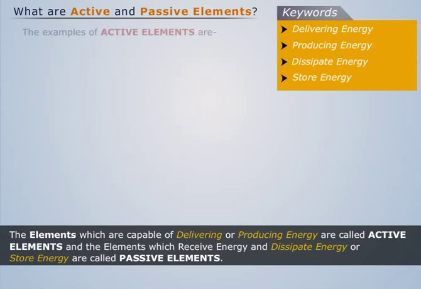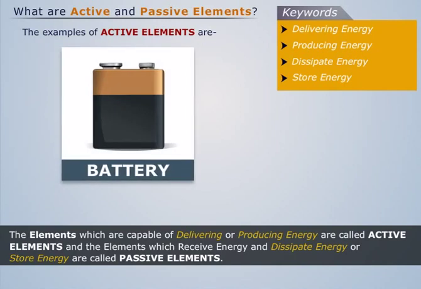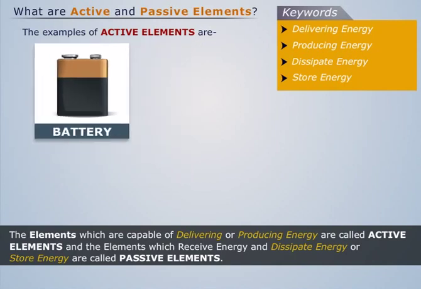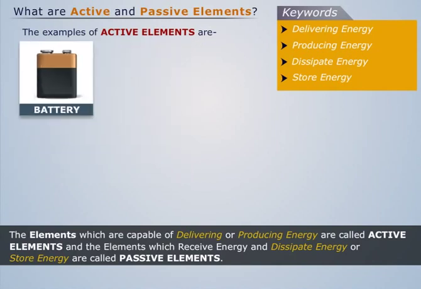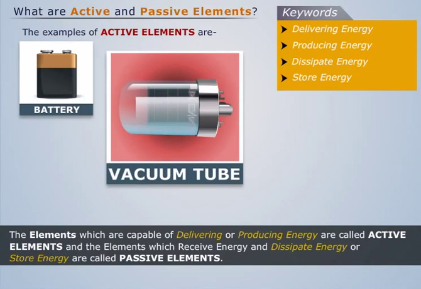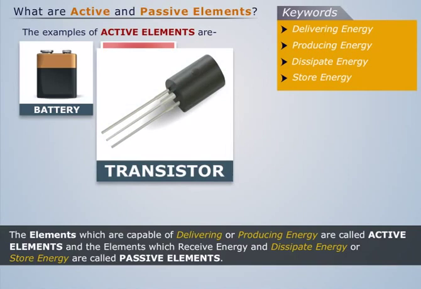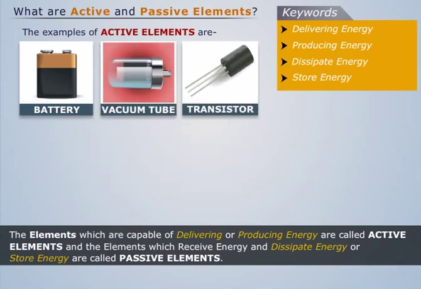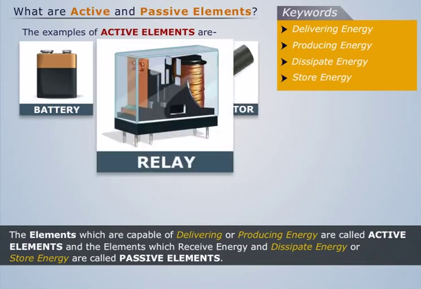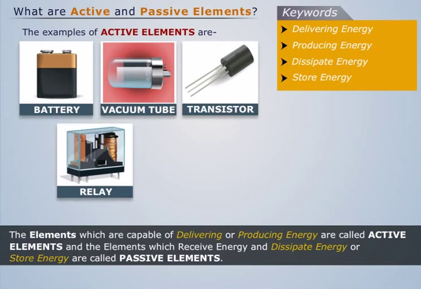Some of the examples of active elements are battery, vacuum tube, transistor, relay, and solenoid.